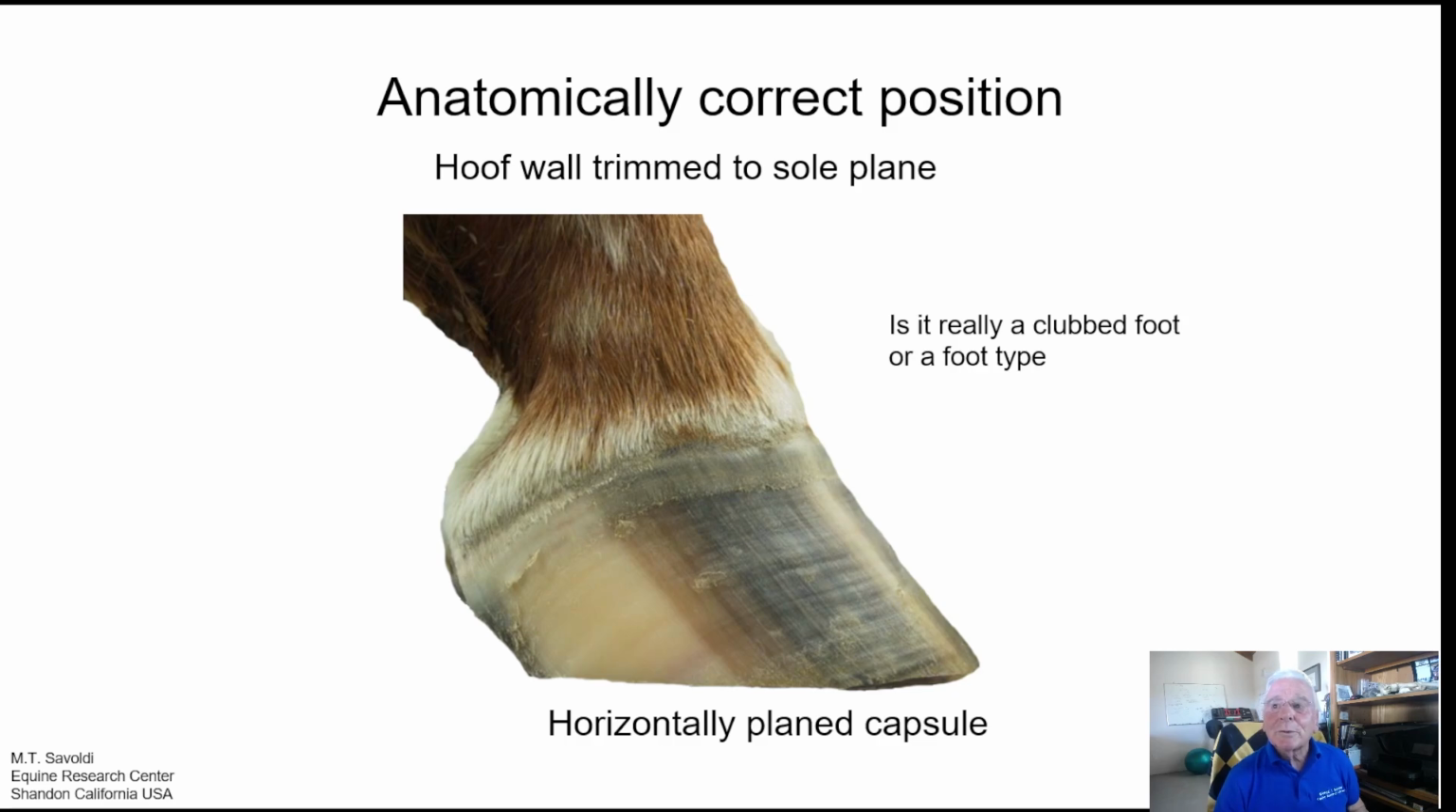Hoof wall trim to the sole plane. Is it really a club foot or a foot type? I should reread that, as I'm getting tired, but is it really a club foot or a foot type? It's a horizontally planed hoof capsule. But that's the true foot of this horse today. Morphology is the study of shape. Morphology in a horse's foot is just a moment in time, because it can change.